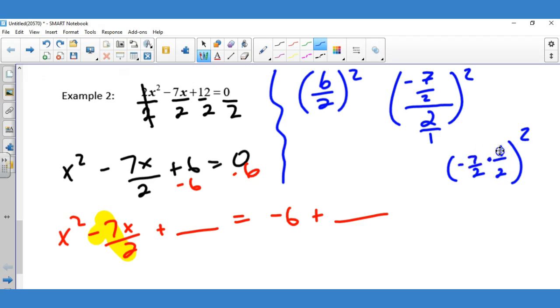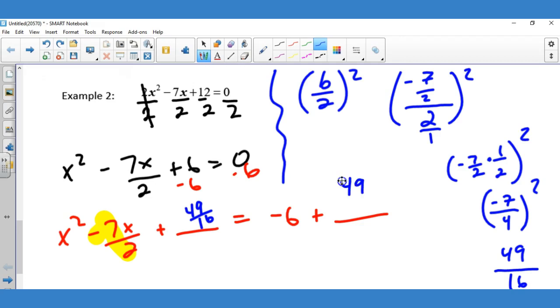So this gives me negative 7 times 1. And 2 times 2. All right. So b divided by 2 squared gave me negative 7 over 4. And then I'm going to square it to get 49. Negative 7 times negative 7 is 49. And 4 squared is 16. So I have 49 over 16. Okay.